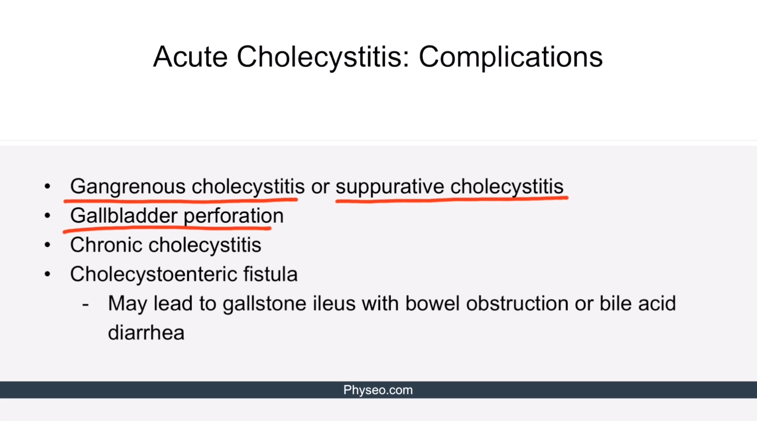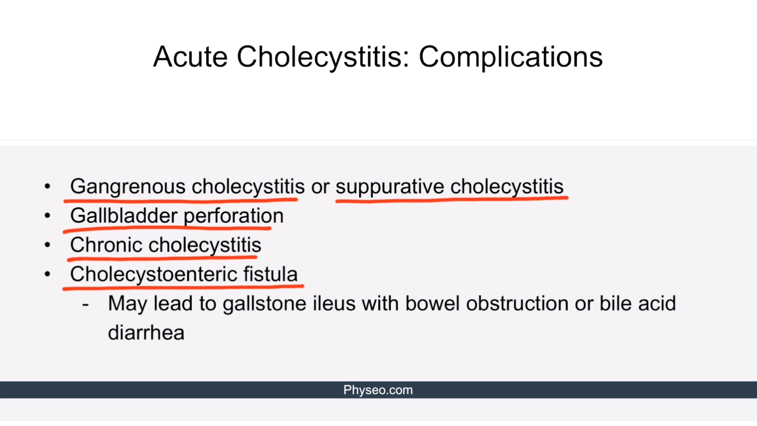Repeated episodes of cholecystitis, which have gone unmanaged, can lead to chronic cholecystitis, which in itself is a risk factor for gallbladder carcinoma. Additionally, the inflammation in the gallbladder can lead to fistula formation with the adjacent intestines, especially due to pressure necrosis from large gallstones.